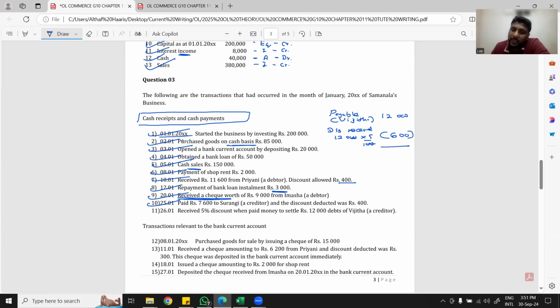Then the cash payment is happening. Cash payment 11,400. Write down this working. Payable to Vijita was 12,000, and when we are going to pay that, we receive a discount of 600. So the balance only we are paying as cash, 11,400.